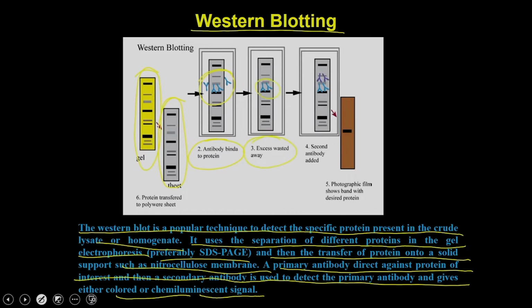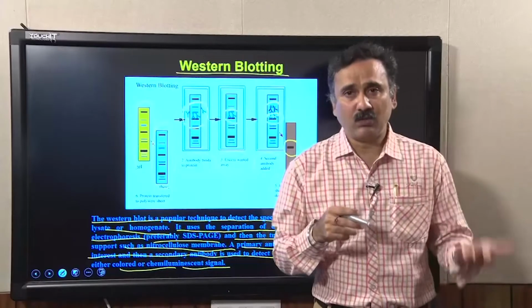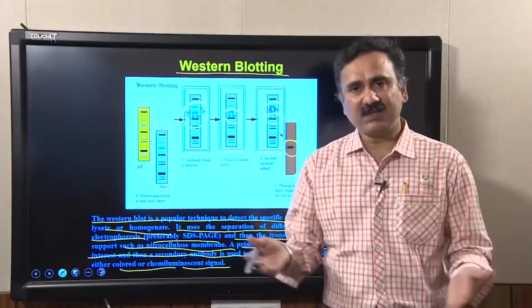So, the washing will remove the non-specifically bound antibodies, then you are going to add the secondary antibodies, and that actually is going to bind to the primary antibody. And then ultimately you can add the colorimetric substrate or the chemiluminescent substrate, and that is going to give you the signal next to the protein where the primary antibody is bound. So, let us see how to perform the Western blotting.